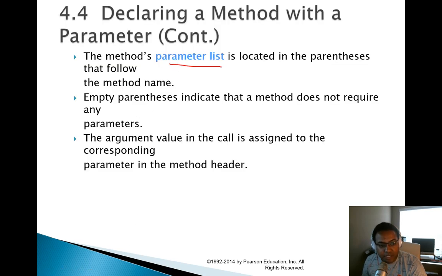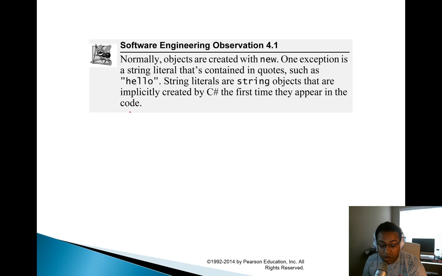The method's parameter list is located in the parentheses that follow the method name. Empty parentheses indicate that a method does not require any parameters, or that you forgot to add parameters. That's correct. I'm sorry. The argument value in the call is assigned to the corresponding parameter in the method header. So, normally, objects are created with new.